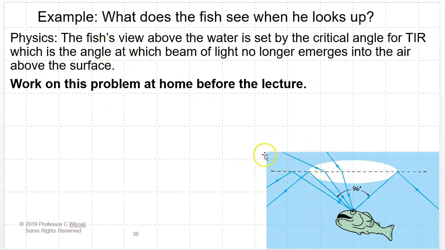So what happens is the fish's view above the water is set by the critical angle for total internal reflection, which is the angle at which the beam of light no longer emerges into the air above the surface. And remember, this is perfectly reversible. It doesn't matter whether the light is coming this way or going that way.